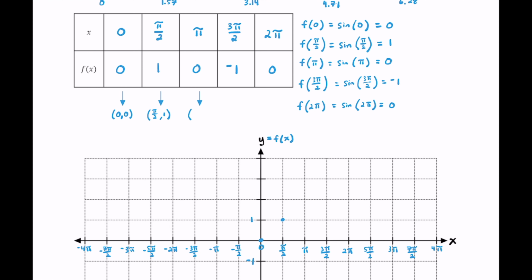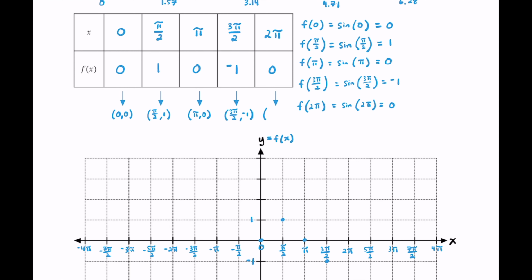For this third point, we're going to have (pi, 0), so that's going to be 180 degrees, 0, or we're going to go over to the right pi and then stay along the positive x-axis. For this fourth point, we have 3 pi over 2 for the x coordinate and -1 for the y coordinate. So let's go to the right 3 pi over 2, and let's go down 1. So that's over in quadrant 4 here.